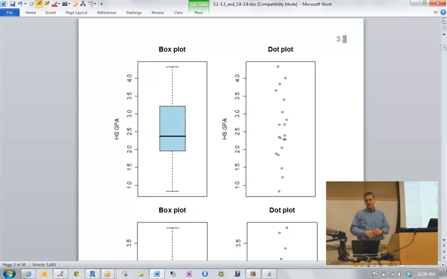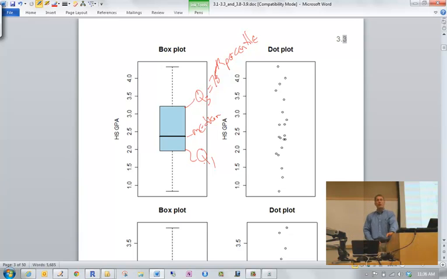There you go. Just as a review, what is represented by a box plot? The middle line is what? Median. What's this top line? Often people say Q3, or you could say the 75th percentile, or the third quartile. Down here we have Q1, which is the 25th percentile, or the first quartile.